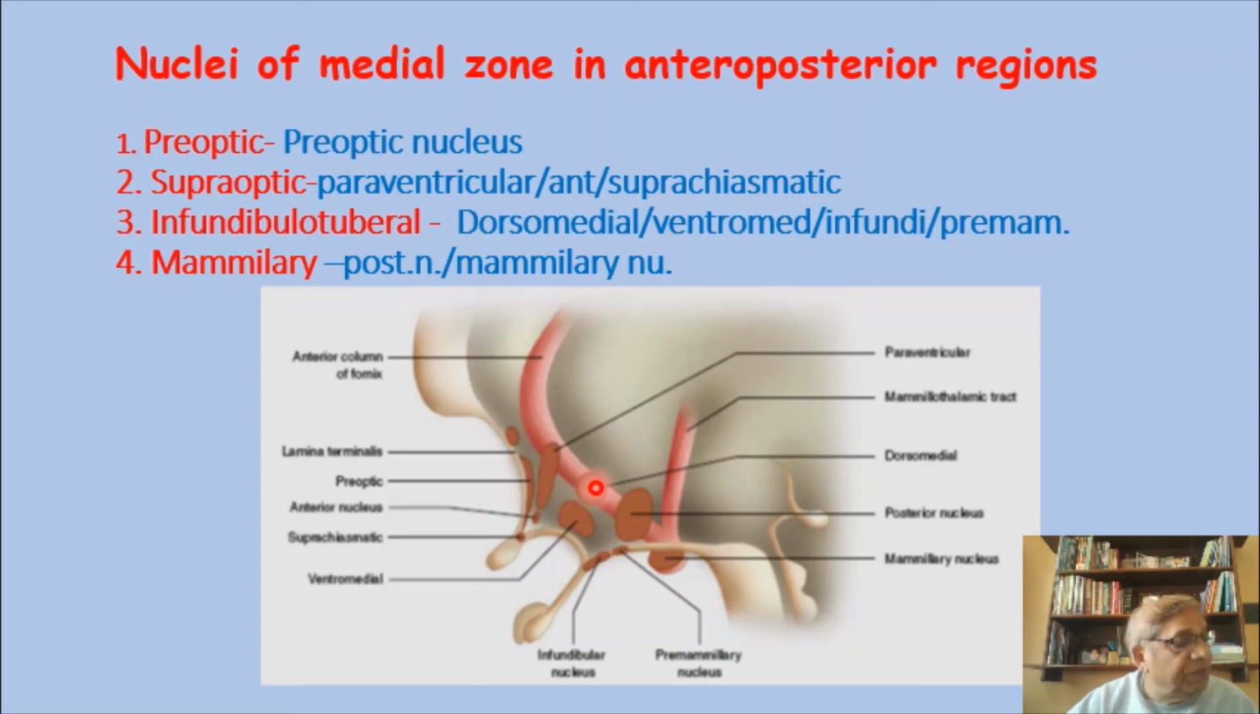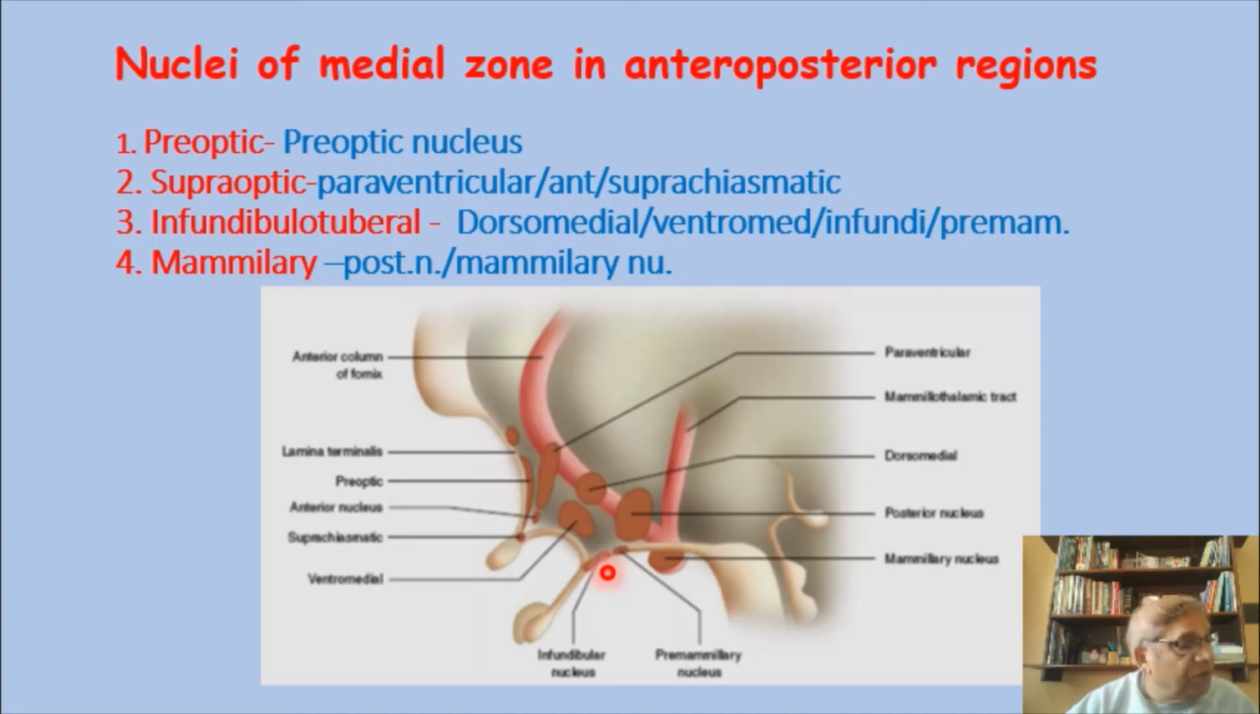The dorsomedial is for the emotions; it controls the emotion. Then there is the ventromedial, which suppresses the hunger. It is the satiety center, the opposite of the hunger center. Then there is the infundibular nucleus, which is present here. It regulates the secretion of the anterior pituitary gland by secreting the releasing factor. In the next video, I will teach you about this releasing factor and how it controls the anterior pituitary secretion.